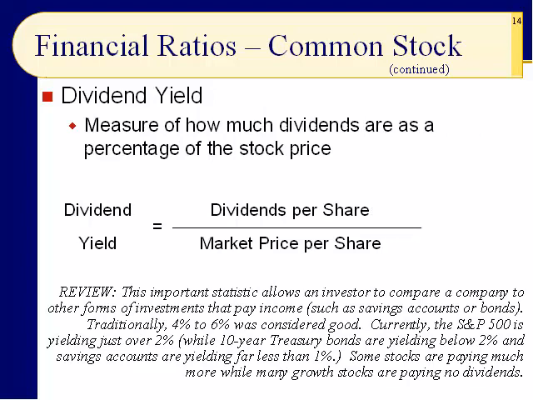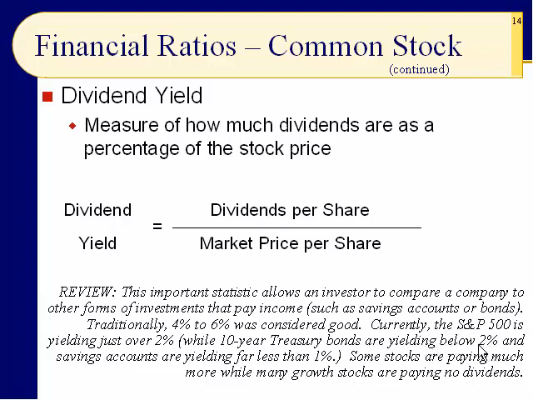We did it in Chapter 5, and we looked it up, and it's very straightforward. How much is it paying us on a percentage basis? Take the dividends per share and divide it by the price of the stock. This important statistic allows an investor to compare a company to other forms of investments, such as savings accounts or bonds. Traditionally, 4 to 6% was considered pretty good, and now 2.5 to a little over 2% is what the S&P is paying, the 10-year Treasury is now paying over 2%.